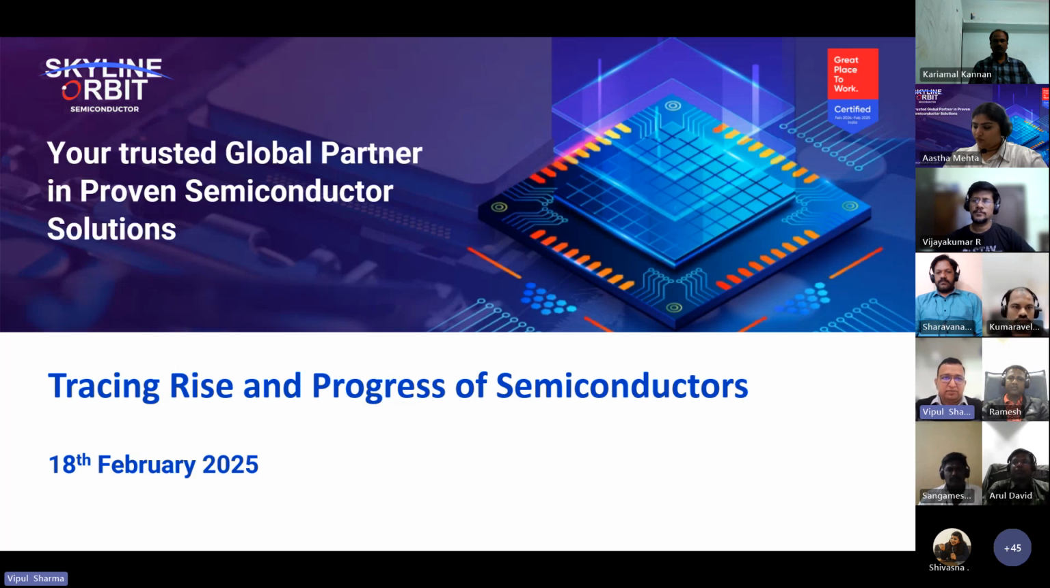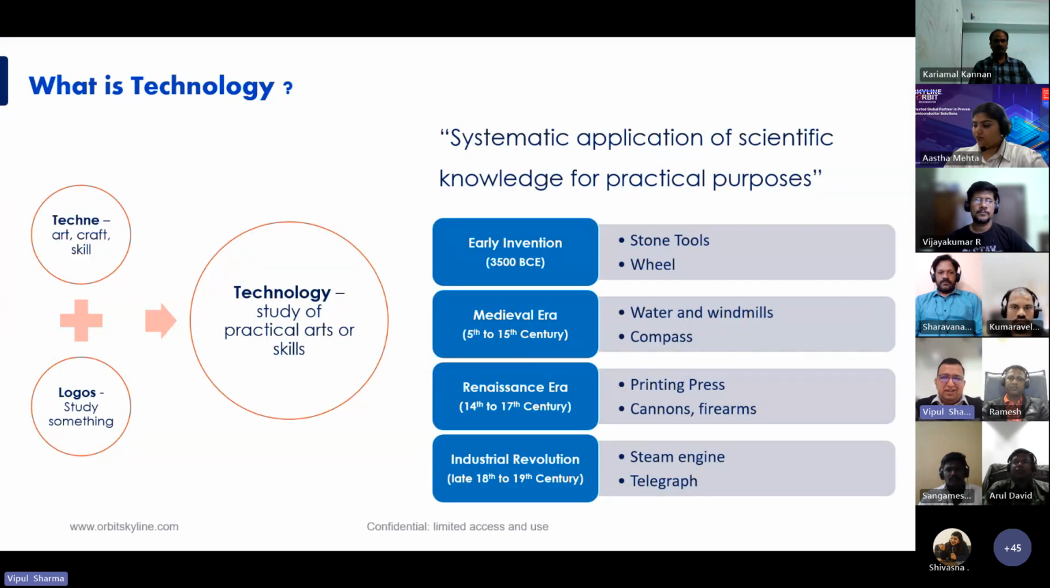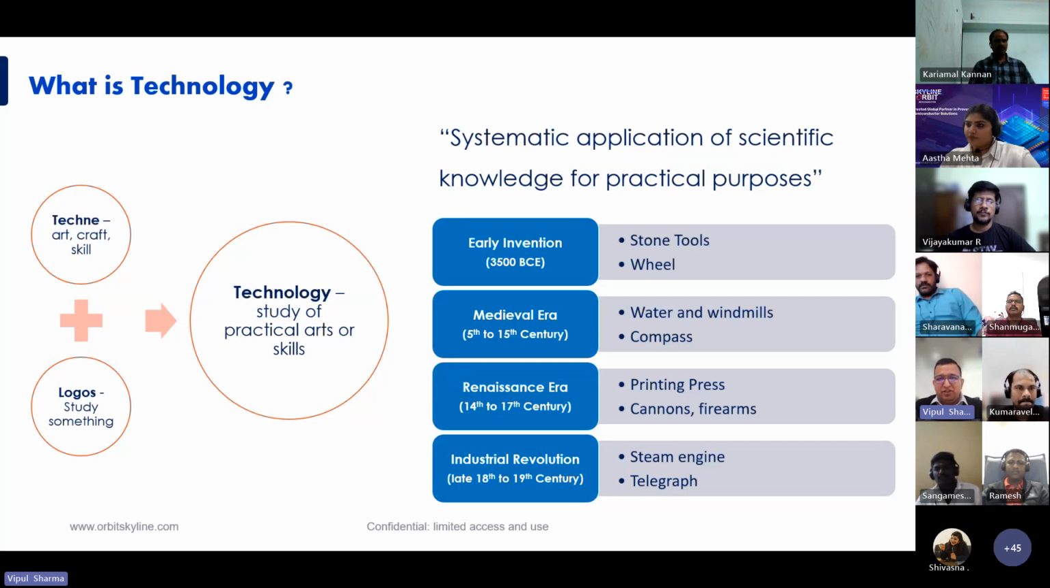So let us start. Before understanding what exactly a semiconductor is, we need to understand what technology basically is, because we use this term a lot. We talk about different kinds of technologies: medical, automobile, aerospace, different kinds of tech. But what exactly is technology?